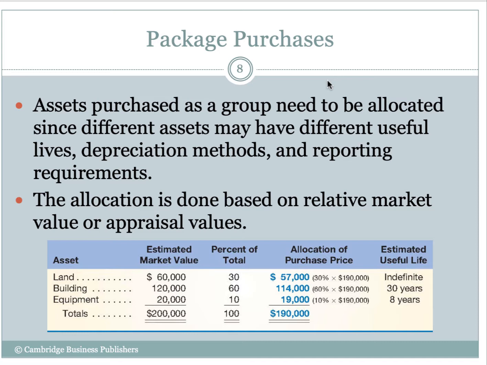And we see that we're going to put land on our books for $57,000. How do we get that? 30% times the 190,000. We're going to do the same thing with the building. The market value of the building makes up 60% of the total value, so 60% times 190,000, we get $114,000. And then we do the same thing with the equipment, right? We're going to allocate 10% of the purchase price to the equipment, okay?